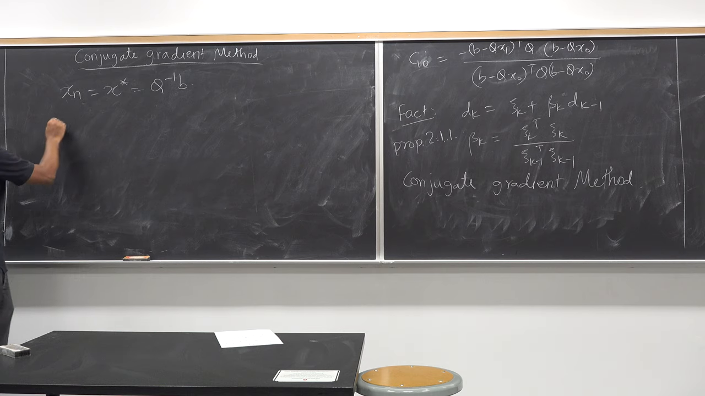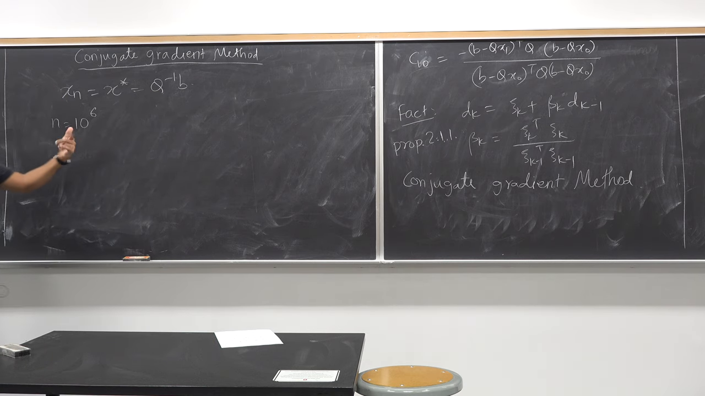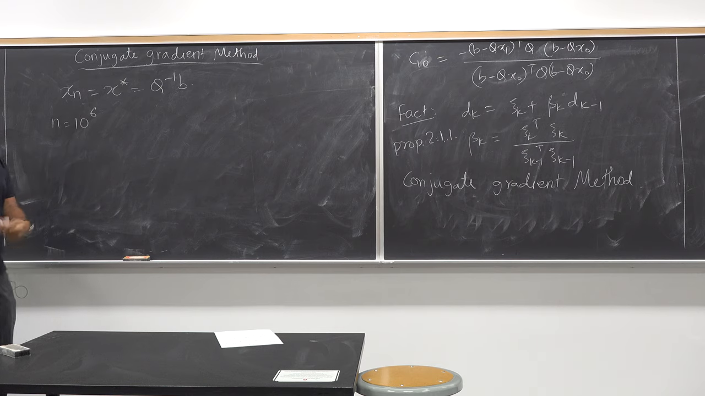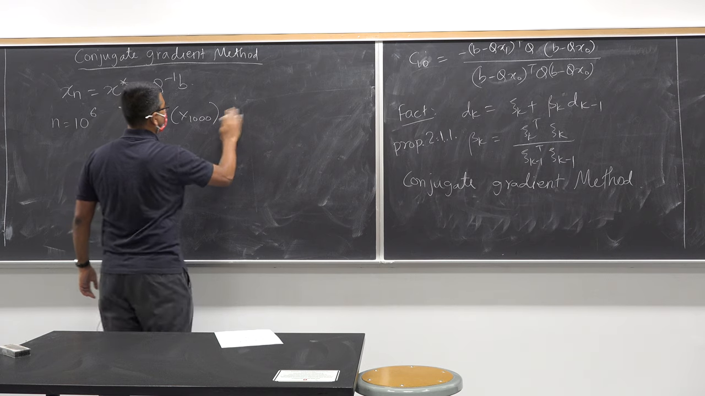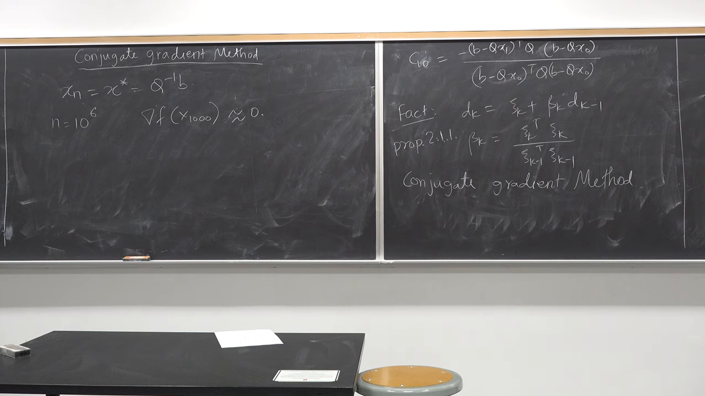Now, if n is 10 raised to 6, inverting this matrix is too difficult. But still, there is an iterative way by which you just have to do vector manipulation or vector multiplication, and you can get to this solution in 10 raised to 6 time steps. However, in 1,000 or 2,000 time steps, you will be close to the optimal solution. You can just quit the optimization at that time because the gradient of fx 1,000 is close to zero.